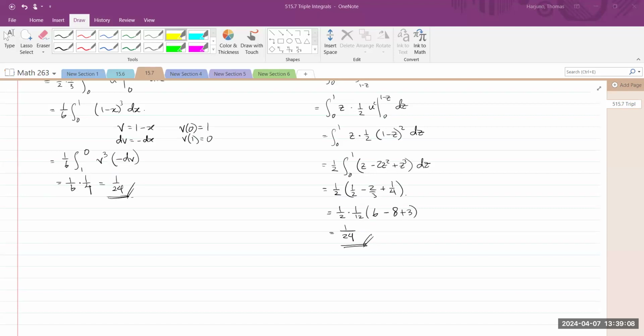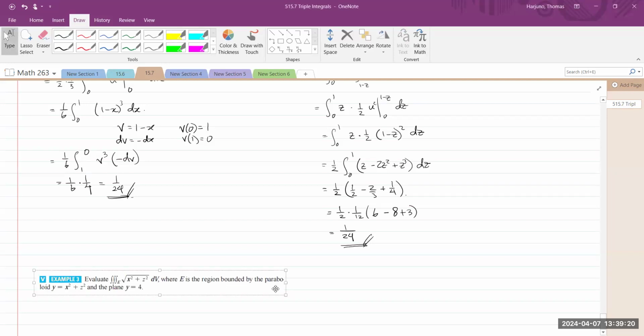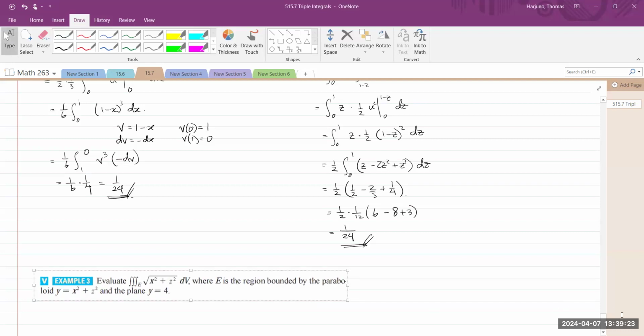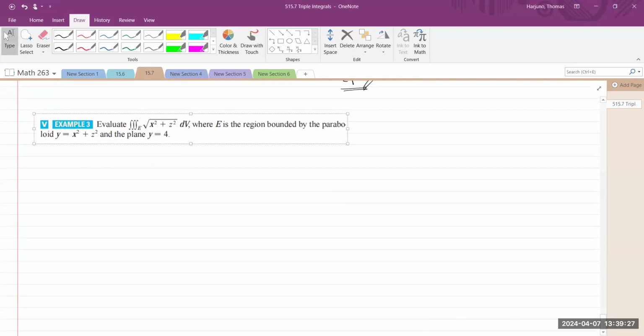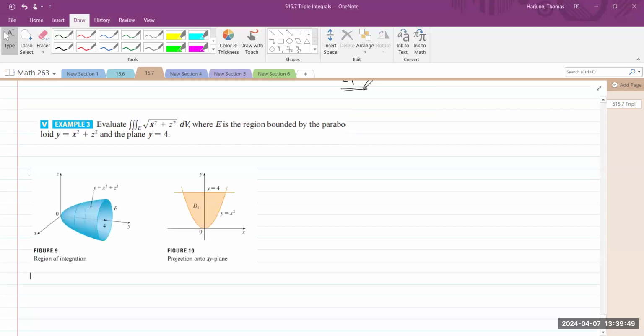Okay, let me see if we have more examples from our textbook that I can go over. Oh, yes, we do, before I start working on a couple problems from our exercise set. Okay, I will work on example 3. This is example 3. In fact, let me also draw the picture of that situation. So we have a paraboloid. E is the three-dimensional region bounded by the paraboloid and the plane y equals 4.